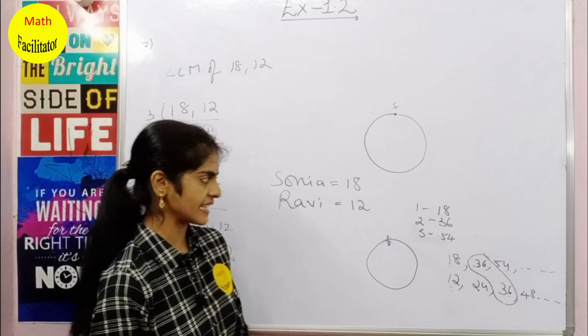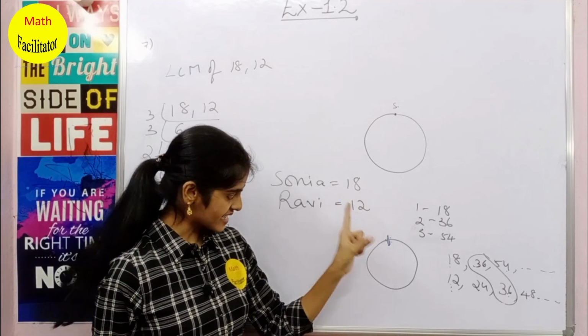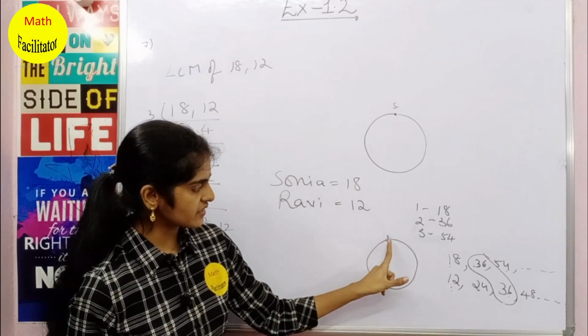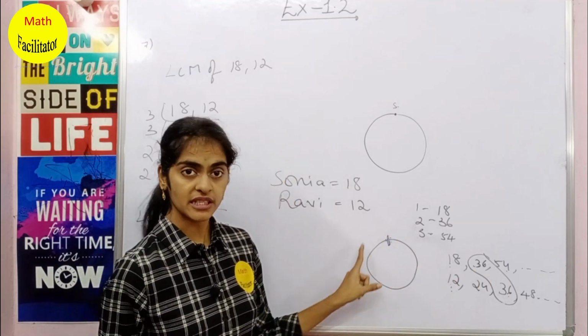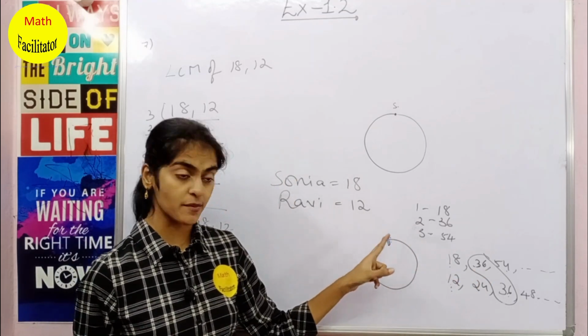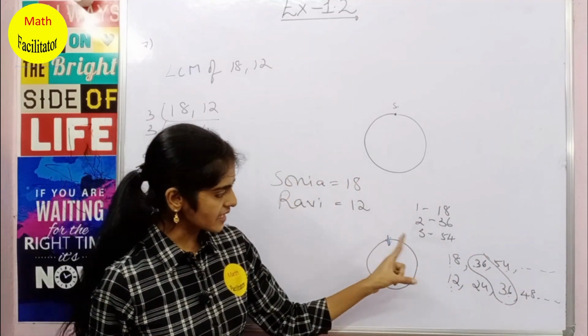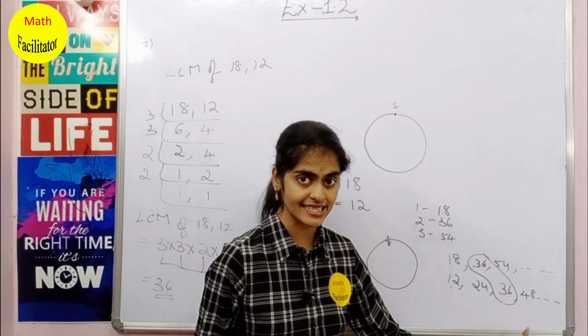The logic behind this is Sonia takes 18 minutes, Ravi takes 12 minutes, and they are starting from the same point at the same time. So while running, Sonia completes first round in 18 minutes, second round she will take 36, and for third round it is 54. That means she will run in multiples of 18. Now Ravi will run in multiples of 12. First round 12 minutes he will take, second round 24, third round 36 and so on.